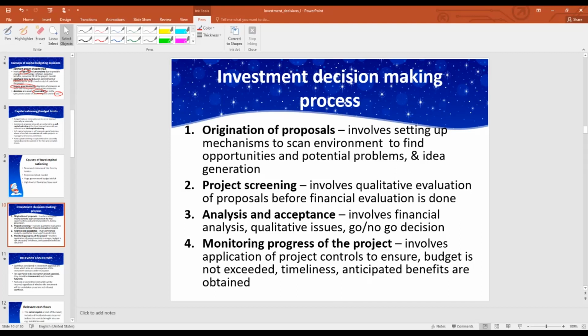So that's about idea generation, the first step: coming up with an idea on where the company might put down its capital. The next step is about screening of the idea.